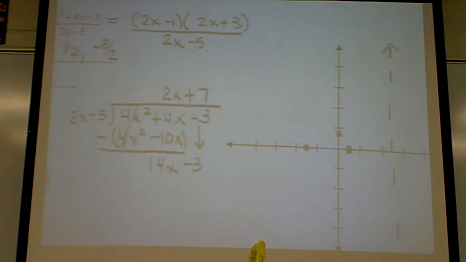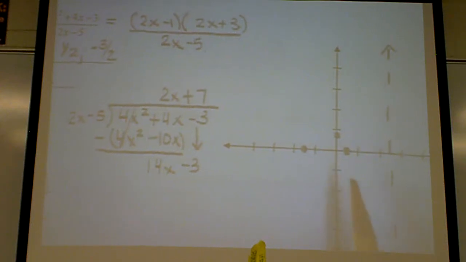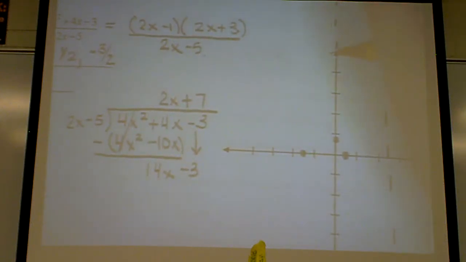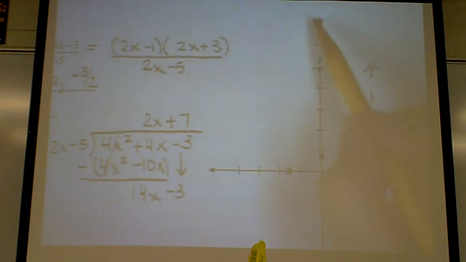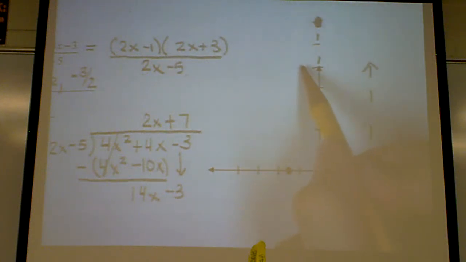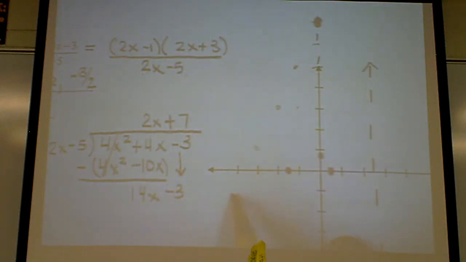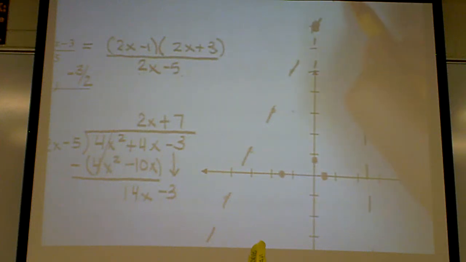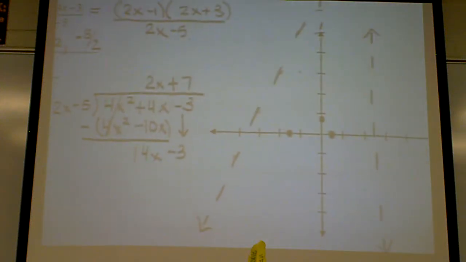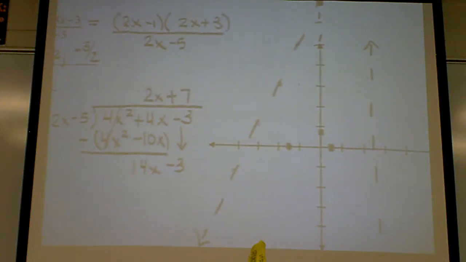What does that look like? So the intercept would be at 7. And my slope is 2. So let's plot this. Go down 2 over 1. Down 2 over 1. So that would be my second asymptote.